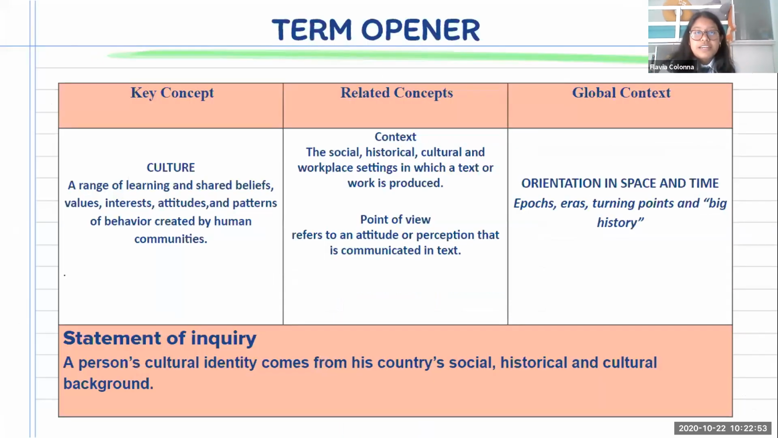Now Rodrigo is going to explain our term opener. This is a term opener we use in the unit. The key concept was culture, as we studied the culture of our country. Related concept context: we studied social, historical, and cultural context of our department, as well as expressed our point of view of each department on the leaflet. Finally, the global context, orientation, and space and time, as we needed to know the ubication and location of our department in the map of Peru.